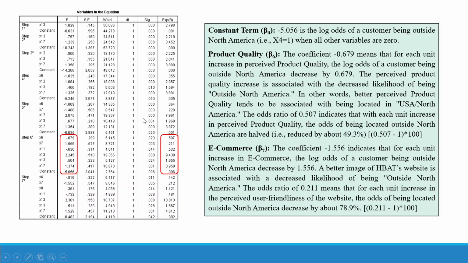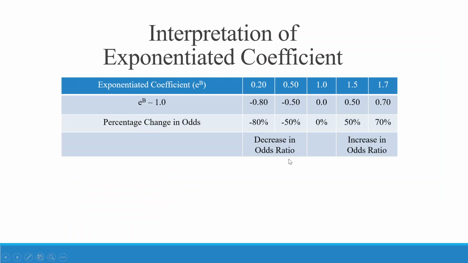Now let's talk about the product quality, beta 6, X6. It is minus 0.679. The coefficient minus 0.679 means that for each unit increase in perceived product quality, the log odds of customer being outside North America decreases by 0.679. Okay. So what do we write? Log odds of customer being outside, log odds decreases, decrease in odds ratio.